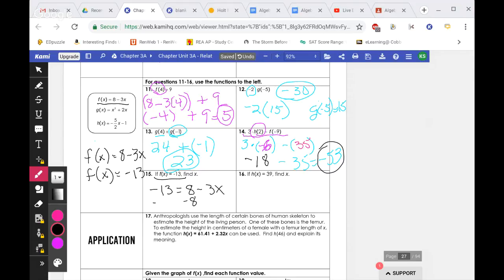So we're going to subtract 8 from both sides. And we got negative 21 equals negative 3x. Then divide both sides by negative 3.